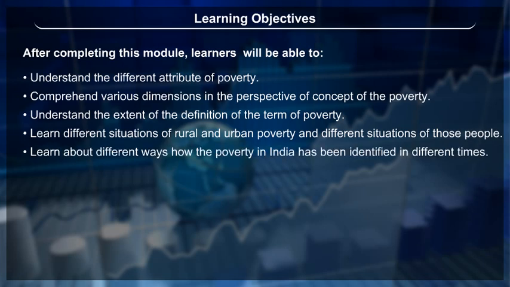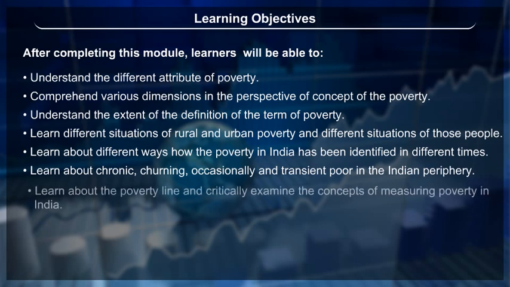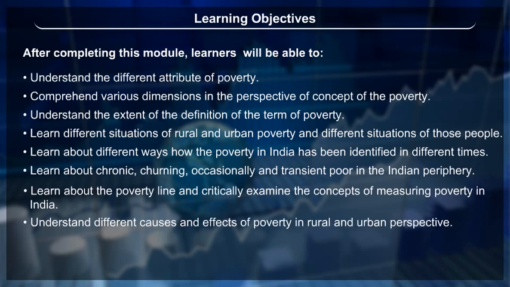Learn about different ways how poverty in India has been identified at different times. Learn about chronic, churning, occasionally and transient poor in the Indian periphery. Learn about the poverty line and critically examine the concepts of measuring poverty in India. Understand the different causes and effects of poverty in rural and urban perspective.